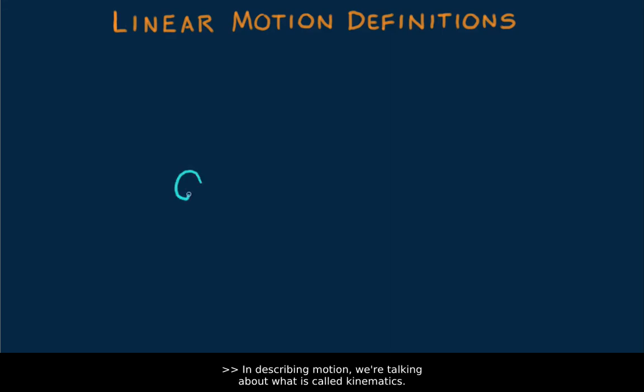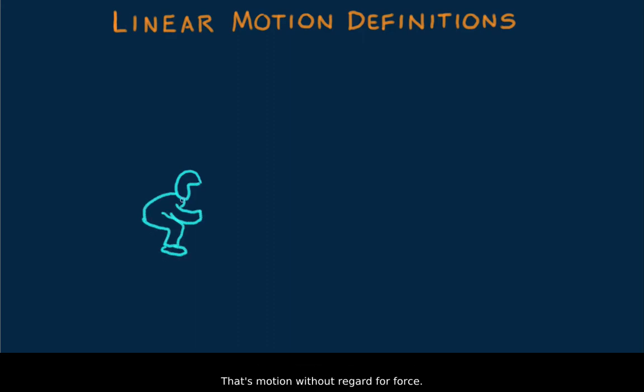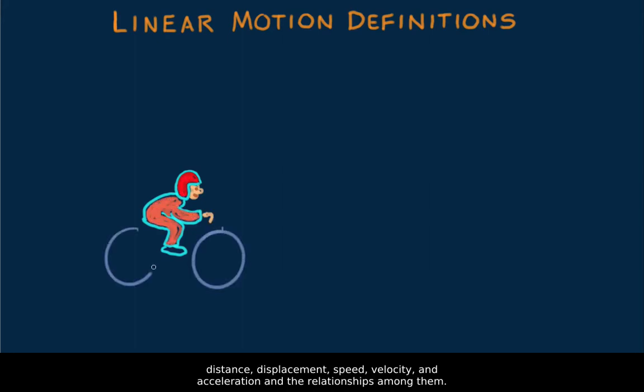In describing motion, we're talking about what is called kinematics. That's motion without regard for force. When motion is described with forces, we're talking about dynamics. For here, we'll talk about kinematics. And in this lesson, we'll define the quantities distance, displacement, speed, velocity, and acceleration, and the relationships among them.